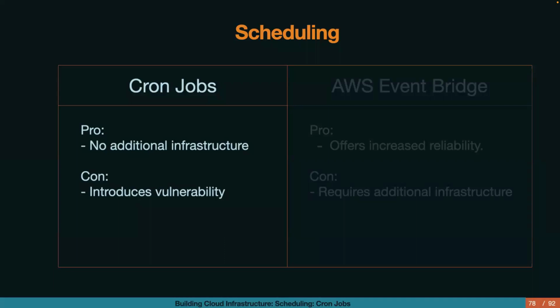This approach, however, would have a significant drawback. Coupling functionality like this introduces a significant vulnerability. If the node storing the cron jobs were to go down, a scheduled task stored on that node would be lost.